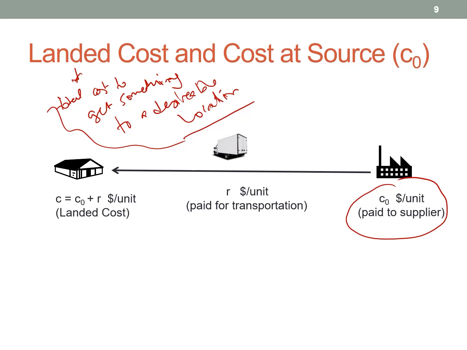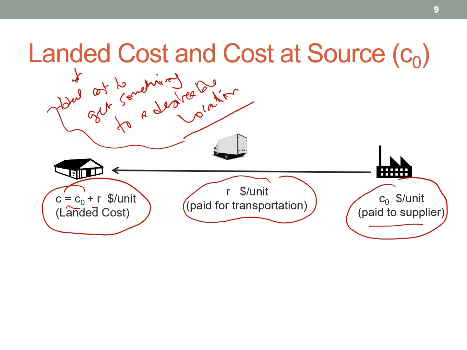Then we have to get it shipped over to us. So maybe we pay R dollars per unit to get those units shipped over to us. Maybe we fill up the whole truck with hundreds of units, and we pay the truck R dollars per unit. So that means when we receive those units, each unit is going to cost us at our facility C naught plus R, because that's how much money we have spent to get that unit into our warehouse. So landed cost will be C naught plus R. The purchase price, or the money paid to the supplier, will be C naught, and then R would be the transportation expense.